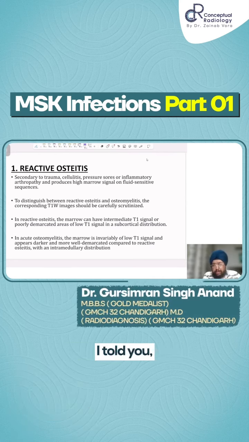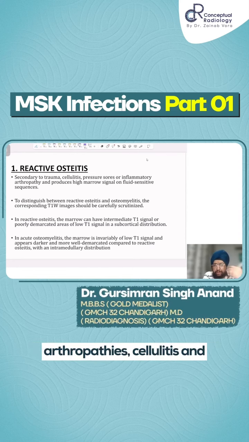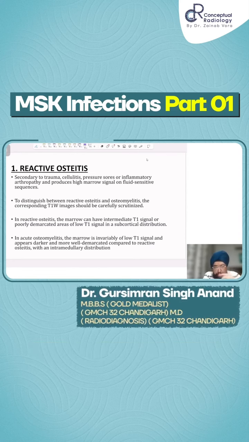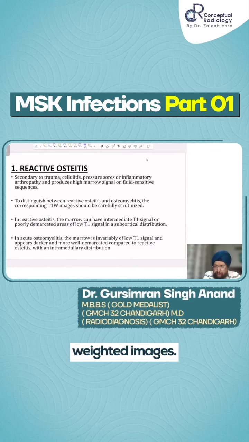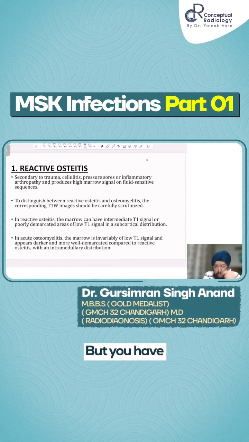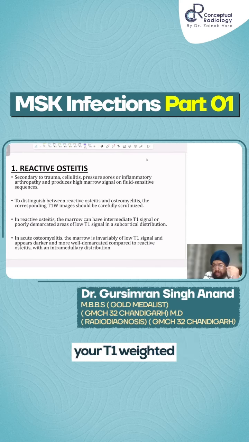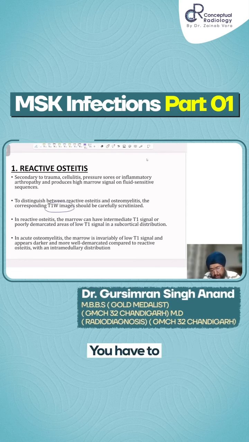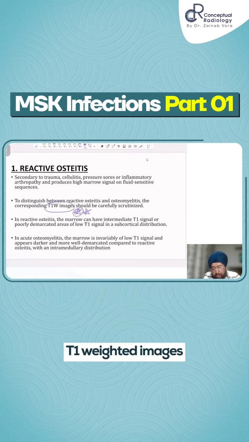So reactive osteitis, I told you, pressure source, inflammatory arthropathies, cellulitis, and trauma. Both are high signal on T2 weighted images. But you have to carefully scrutinize your T1 weighted images.